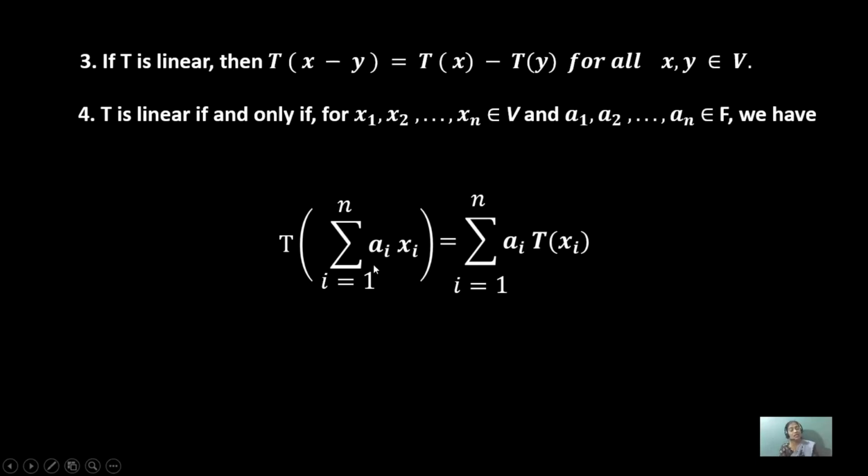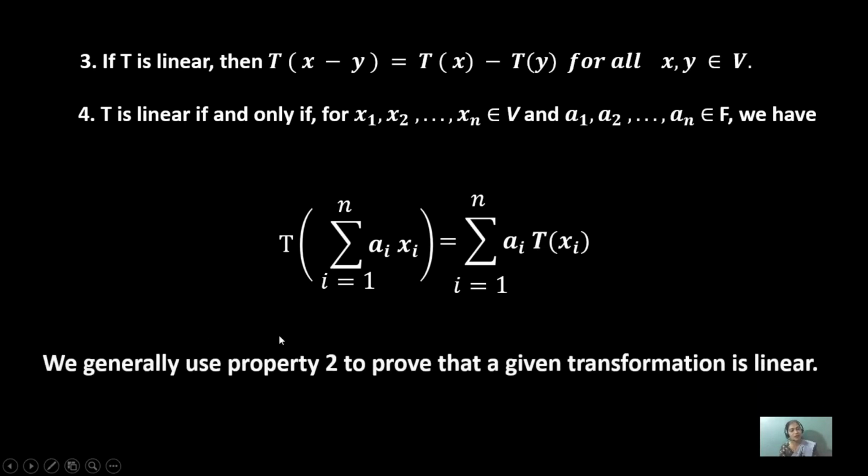Here ai is a scalar quantity and xi is a vector, a variable of the vector field. Then T is linear, and ai is a constant. The constant comes out in common in the formula, summation i equals 1 to n of ai T(xi), and it will be generated in this form. The second property is proved by using this form of the formula for the given transformation.